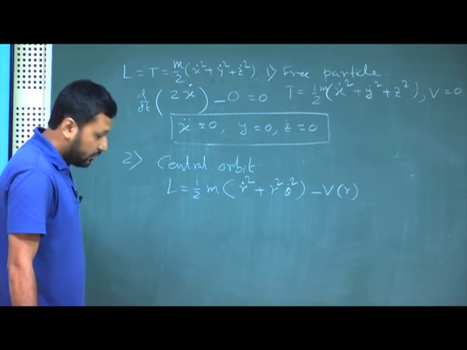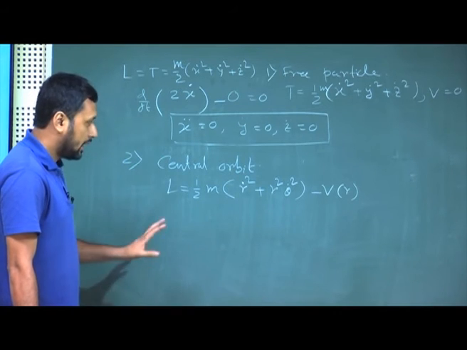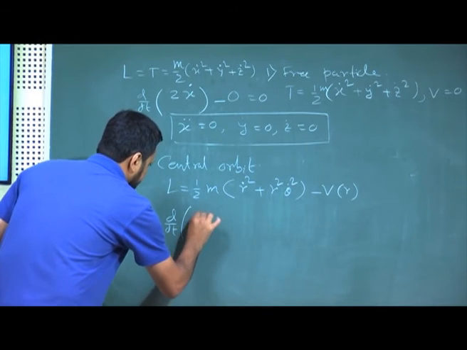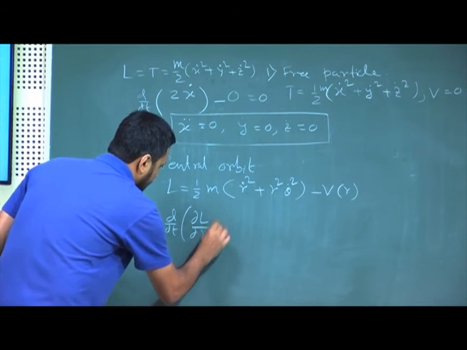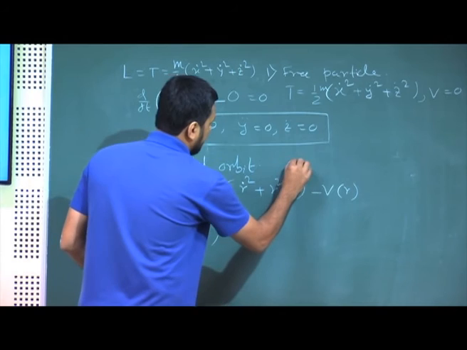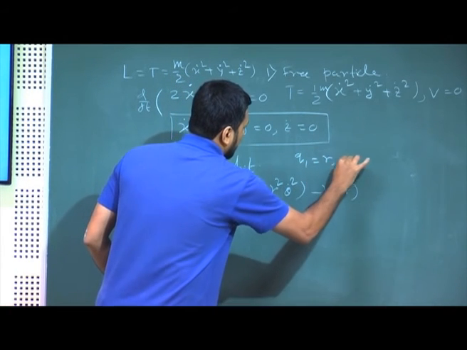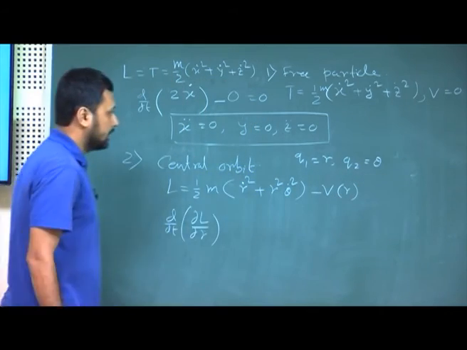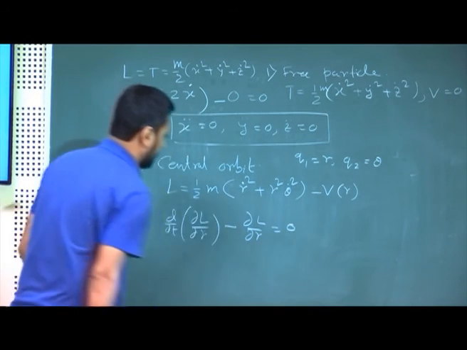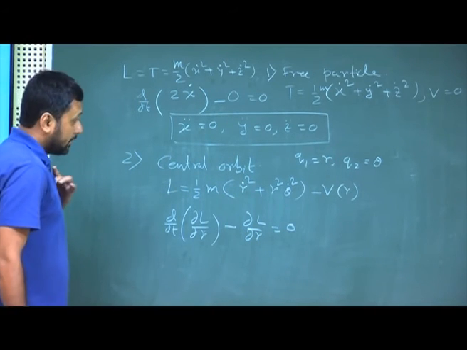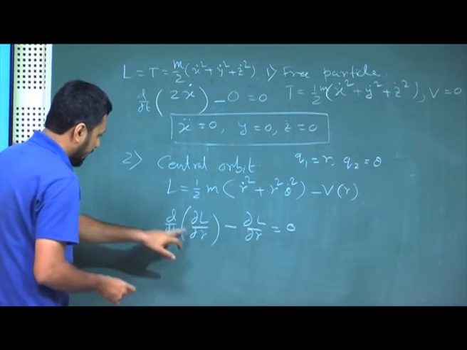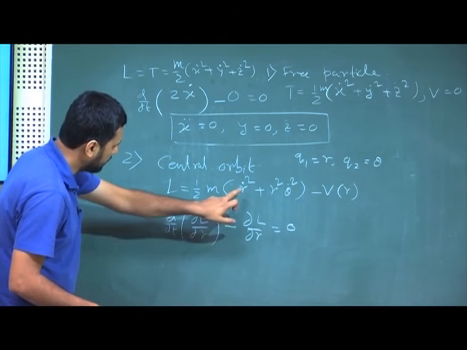So, we already know the answer to this, but still I want to show you how to get to the equation of motion. The first equation will be d/dt of del L del r dot. Our generalized coordinates are q1 equal to r, q2 equal to theta. So, the first equation will be d/dt of del L del r dot minus del L del r is equal to 0. Now, what is del L del r dot? What is a function of r dot? Only the first term.